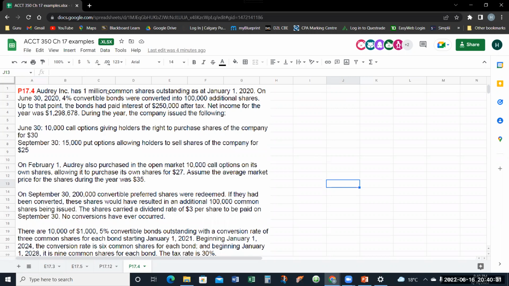So Audrey Inc. has 1 million common shares outstanding as at Jan 1st, 2020. On June 30th, 2020, 4% convertible bonds were converted into 100,000 additional shares. Up to that point, the bonds had paid interest of $250,000 after tax. Net income for the year is $1,298,678.